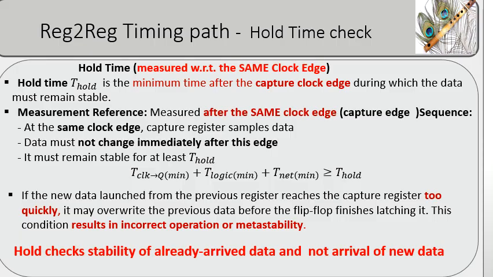After capturing the data, the destination flip-flop requires a short interval to safely lock the received value. If new data launched from the source register propagates too quickly through the logic and interconnect path, it may overwrite the previously captured data before the flip-flop stabilizes. This results in hold time violation, incorrect circuit operation, or even metastability conditions. Therefore, hold timing analysis ensures the stability of already captured data rather than checking the arrival timing of new data.